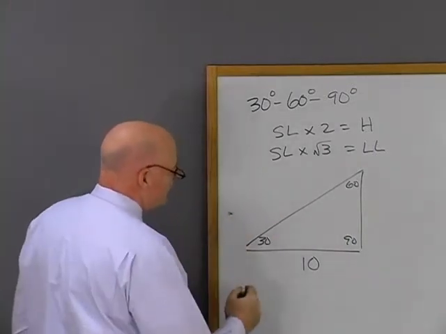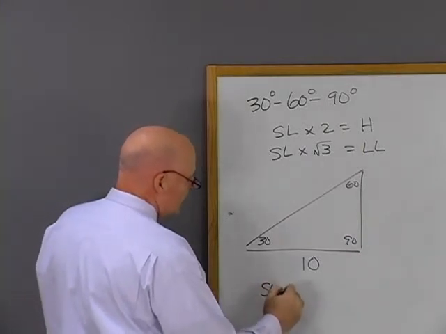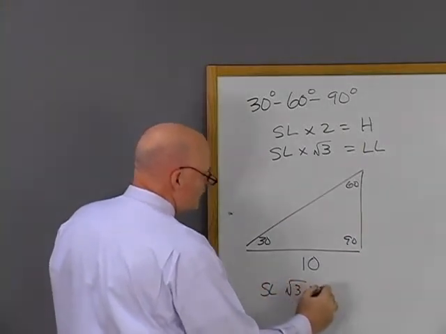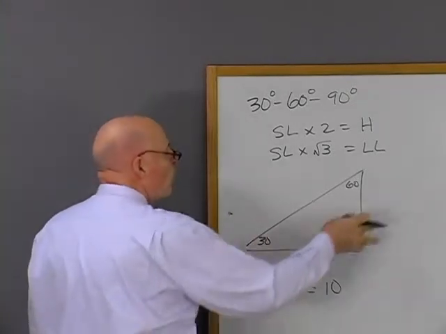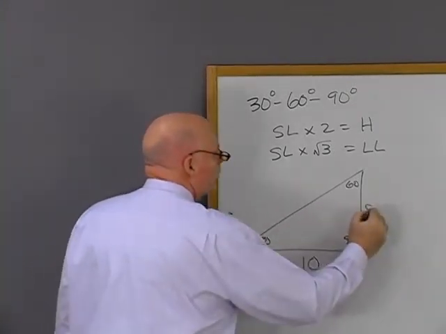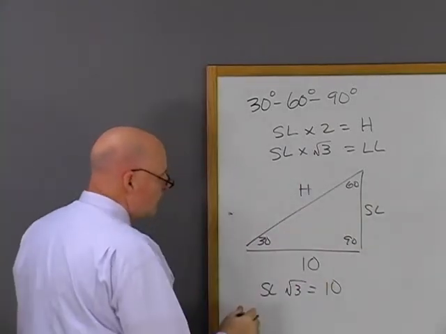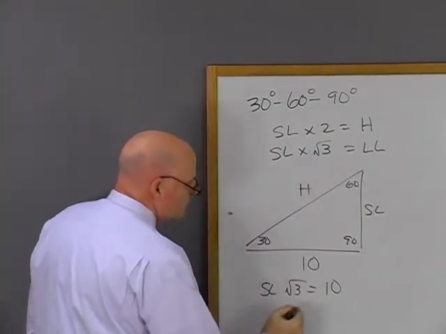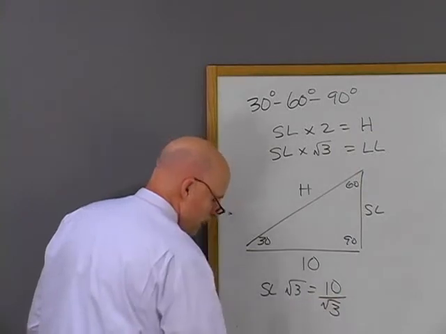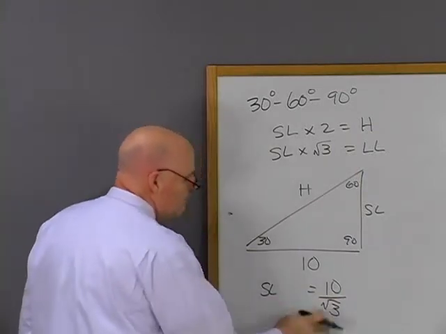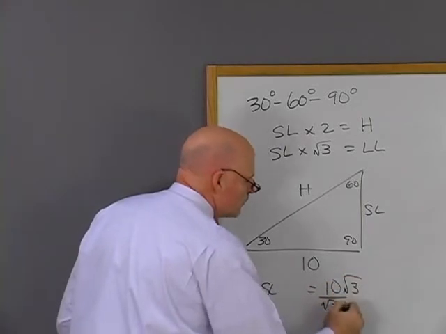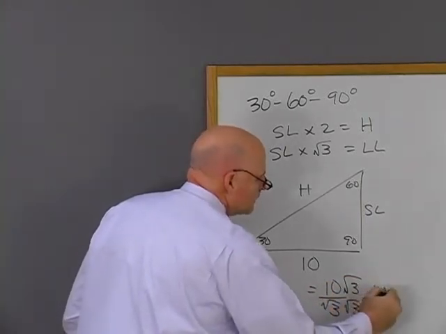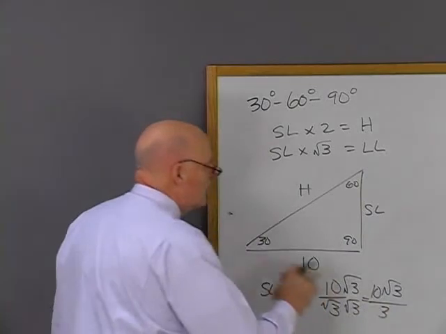But let's try it. So the short leg times the square root of 3 is going to give us 10. Well, that's easier than doing the whole Pythagorean theorem, which we could have done. So what we're going to do now is just divide both sides by the square root of 3. Can I leave it like that? So I multiply both by square root of 3 over the square root of 3. So that gives me 10 square root of 3 over 3. Done.